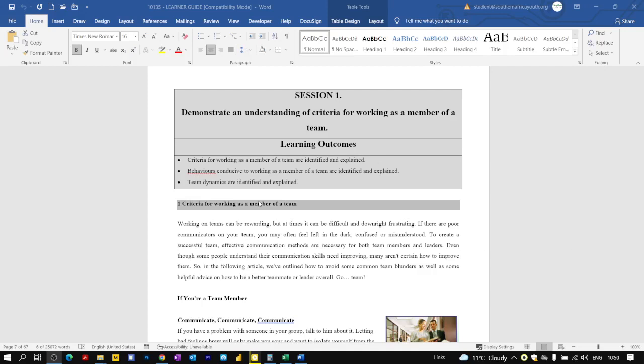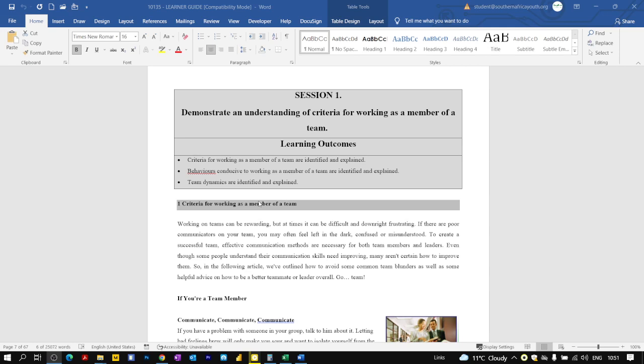Right. In this lesson, we'll be looking at the criteria for working as a member of a team. These are the learning outcomes that you are expected to know at the end of this topic. You should be able to understand the criteria for working as a member of a team and explain them. You should be able to identify behaviors conducive to working as a member of a team, explain them, and understand and explain team dynamics as well.